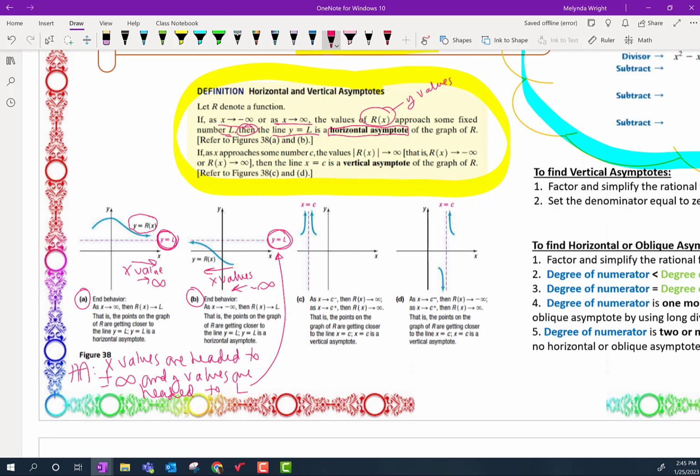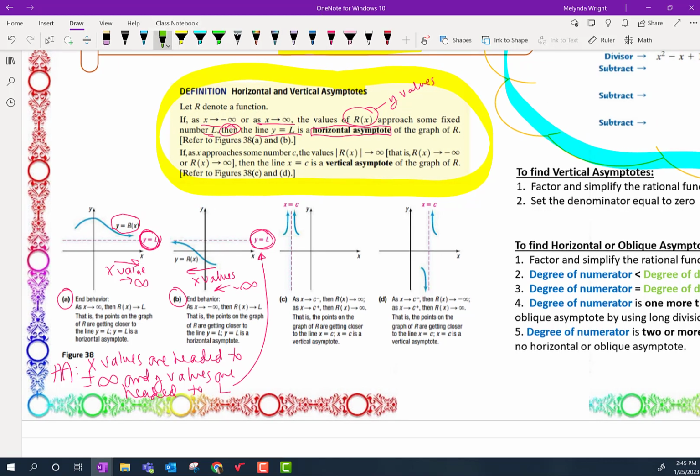Okay, so I'm going to pause here for a second. How are we on the horizontal asymptotes? So as the x values are headed to positive or negative infinity, the y values are headed to a y value they're calling L. Okay, so those are horizontal asymptotes. Now let's look at vertical asymptotes. Let's look at those.